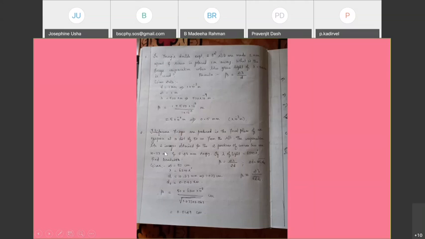And then the next problem. Interference fringes are produced in the focal plane of an eyepiece at a distance of 50 centimeter from the slit. The separation between the two images obtained for the two positions of the convex lens are 10.33 millimeter and 0.43 millimeter respectively. If the wavelength of light I'm using is 6300 Angstrom, find its fringe width. Obviously, we have to calculate beta alone. What are the given data here?